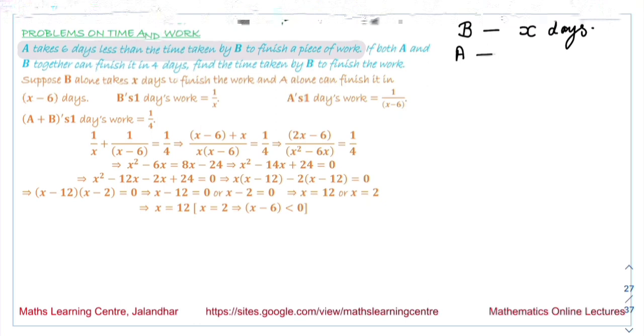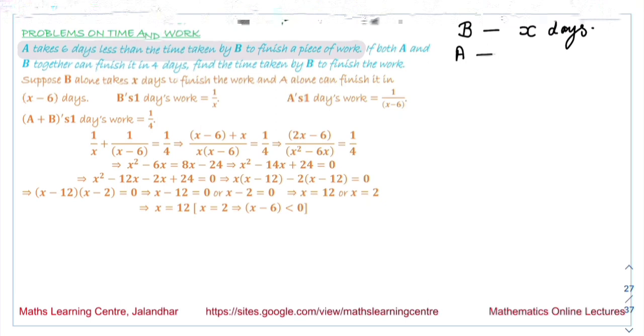Now the next question is: the sum of the areas of two squares is 260 meter square. If the difference of their perimeter is 24 meter, suppose two squares are there, one of side A and another square whose side is B. Suppose this smaller square is B and the larger one is A. Then the area of this square is B square, and the area of this square is A square.